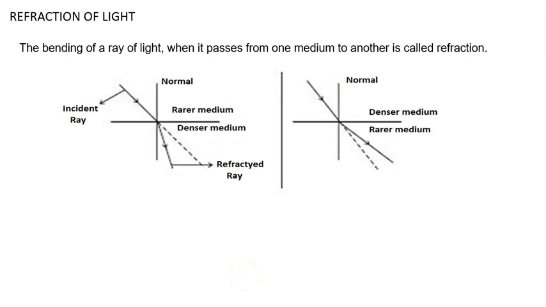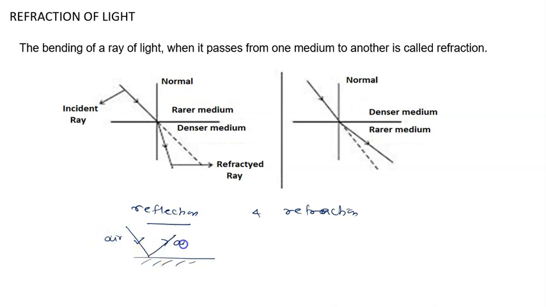Refraction of light. The bending of a ray of light when it passes from one medium to another medium is called the refraction of light. There is a big difference between reflection and refraction. In reflection, there is no change in medium. Light strikes the mirror, traveling from the air, and is bent back towards the same medium, air. The medium is not changing, the light is bending, it is a reflection.